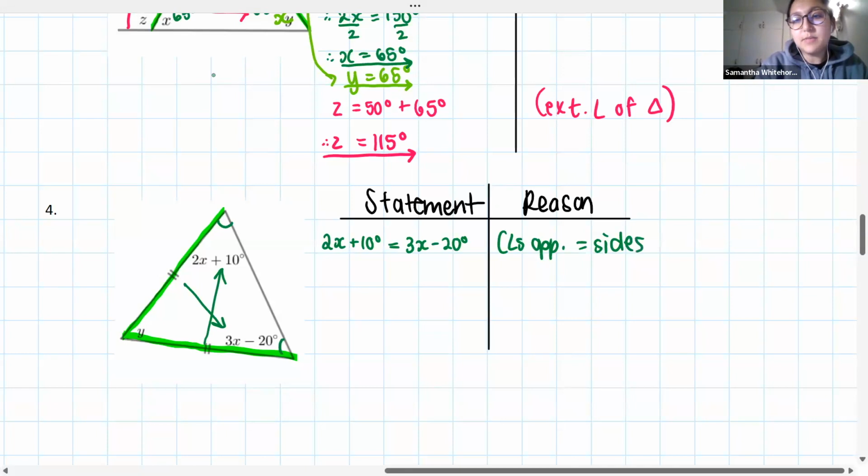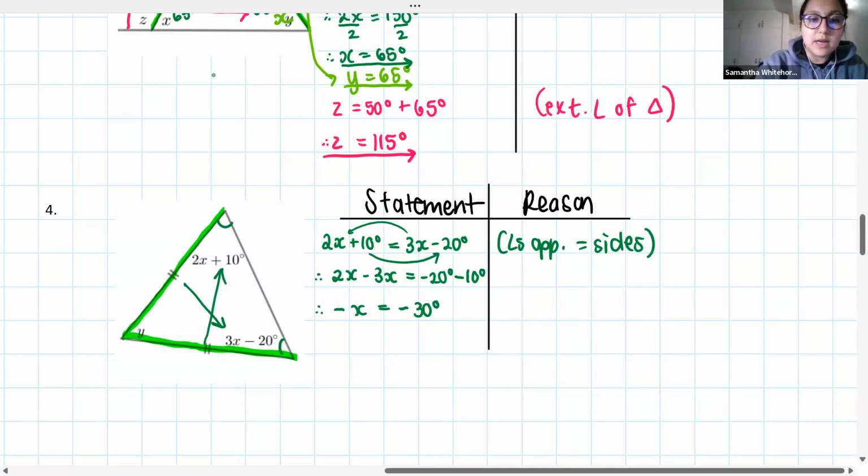And now because I've set up that equation, I can go and solve for x. So inverse operations, I'm going to bring the 3x over. So 2x minus 3x, remember signs change, is equal to, I'm going to bring the 10 over, so minus 20 minus 10. 2x minus 3x is minus x. Minus 20 minus 10 is negative 30. I obviously don't want that negative, so I'm going to divide by negative 1 on both sides. And so I get that x is equal to positive 30 degrees.